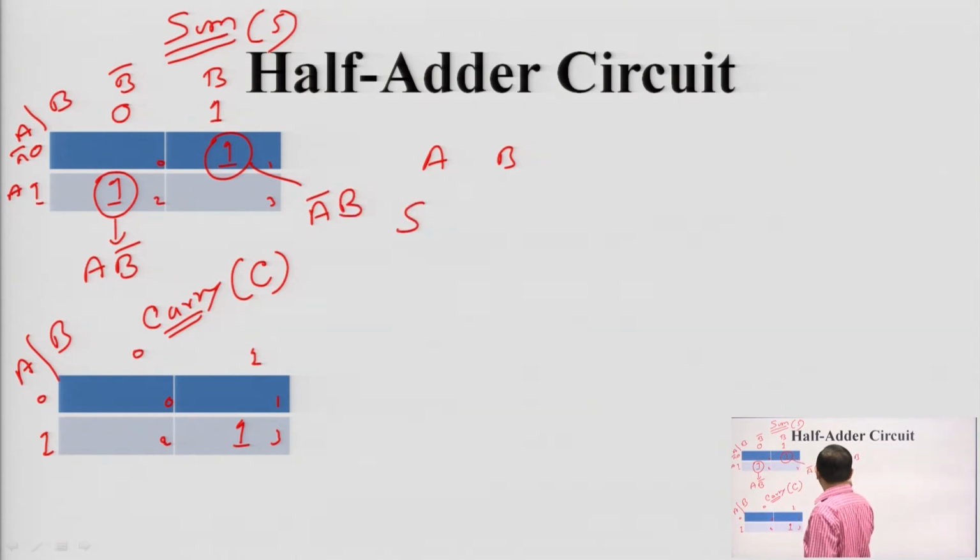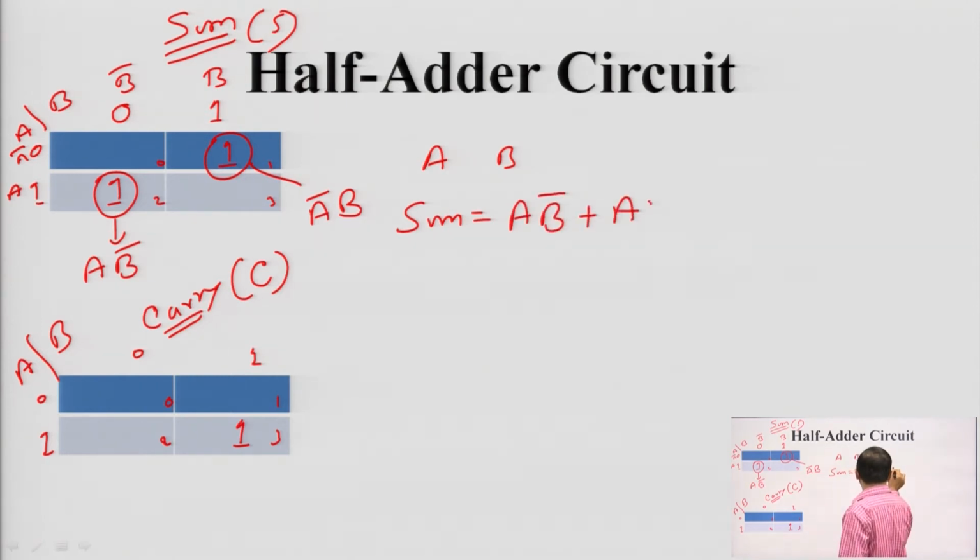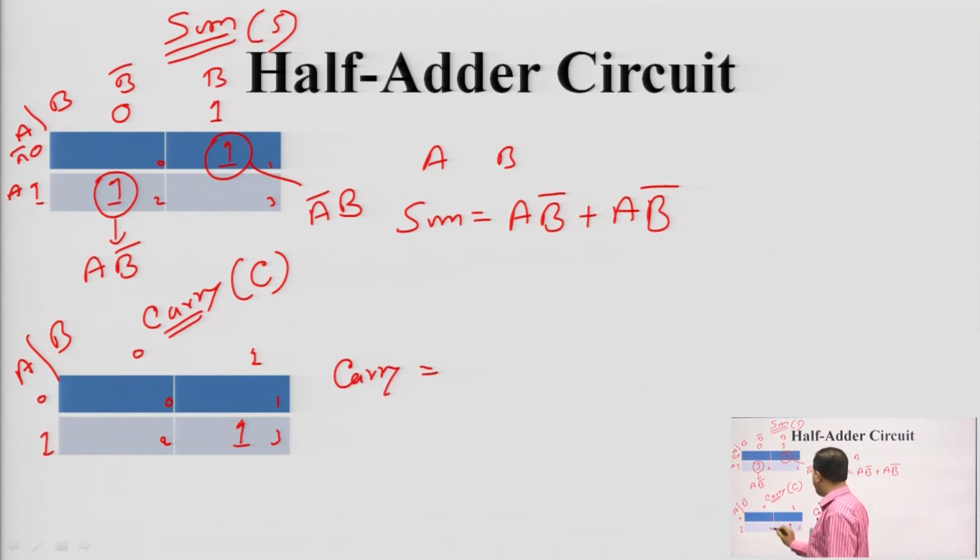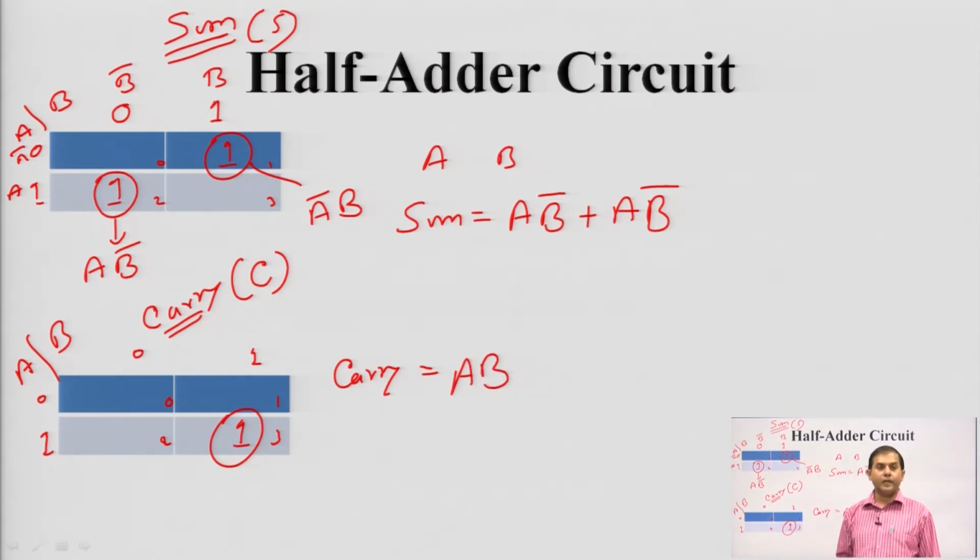So, the equation for sum will be A bar B plus A B bar, got it. And for carry, the Boolean expression will be only this, which is nothing but A B, got it. We have got 2 Boolean expressions: for sum we have A bar B plus A B bar, and for carry we have A B. So now it is very easy to design the diagram.